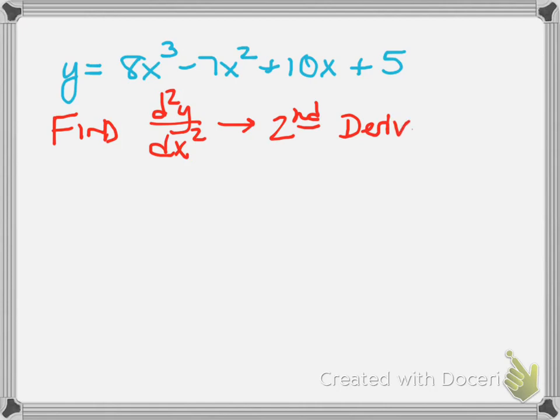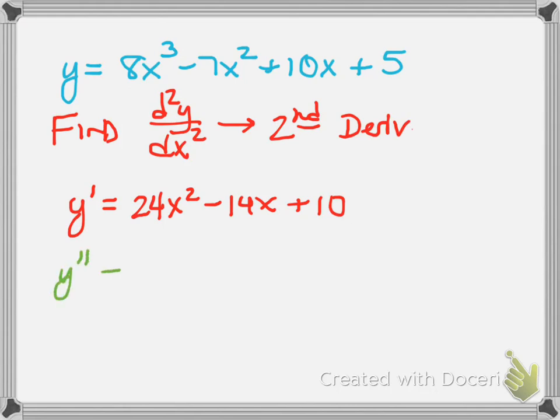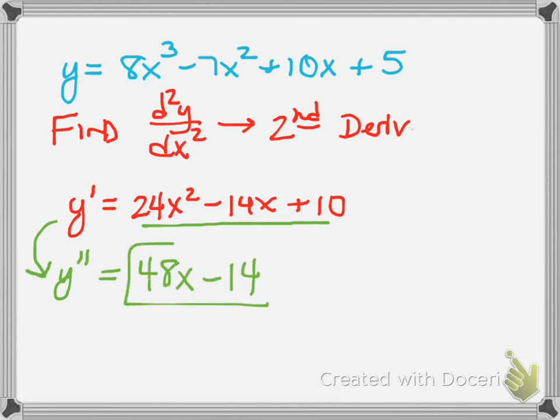Well, what do we already know how to do? We already know how to do the first derivative, so that would be 24x squared minus 14x plus 10. And then the second derivative is the new piece. To find it, we pick up where we left off. As soon as I write y double prime, all that means is that we're treating the first derivative like a new function, and we derive the one that came before it. So if I derive 24x squared minus 14x plus 10, I get 48x minus 14. That's all they're looking for.